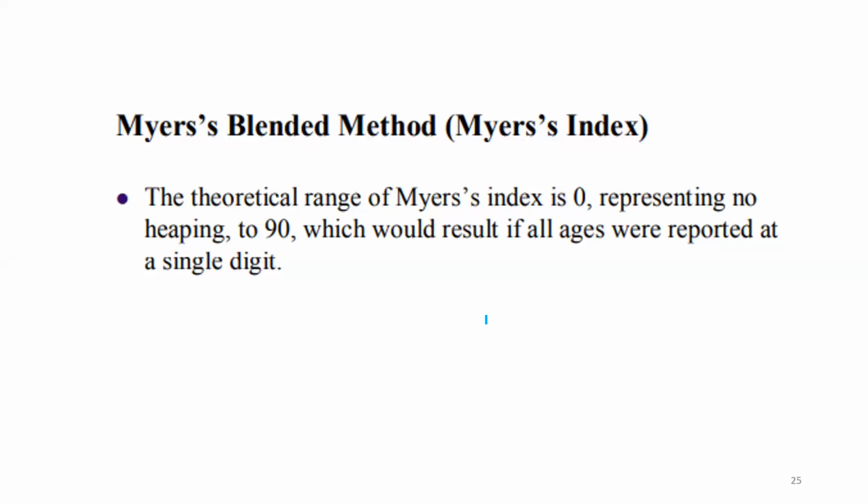The specialty of Myers' blended method is that we are considering the heapings from 0 to 9. We are considering all digits here. In the Whipple's index, we consider only 0 and 5, but here we consider all single digits.